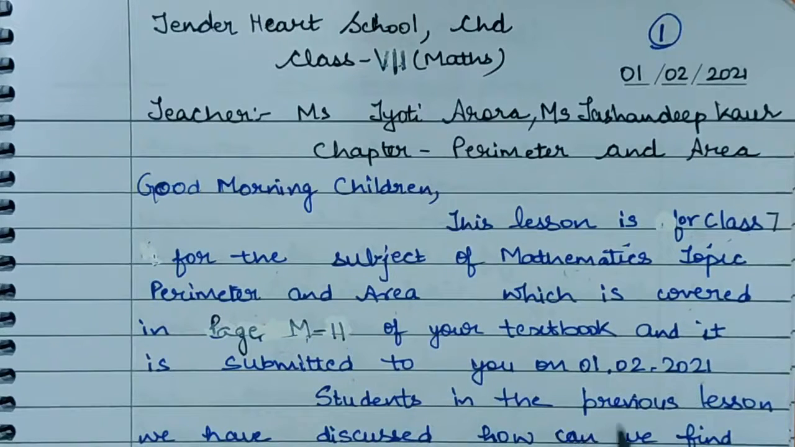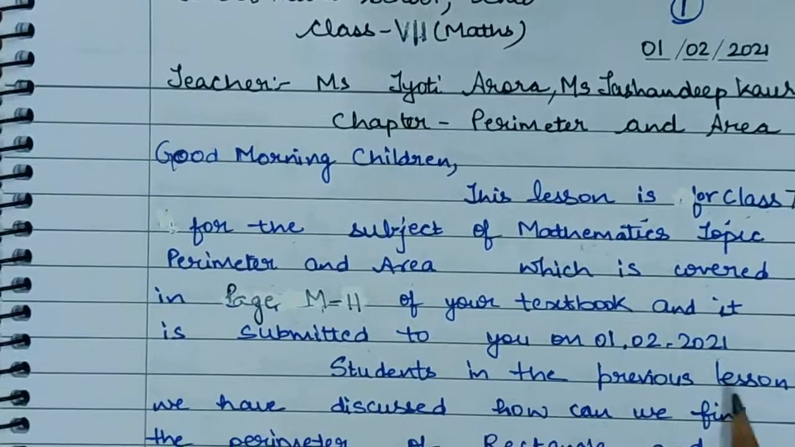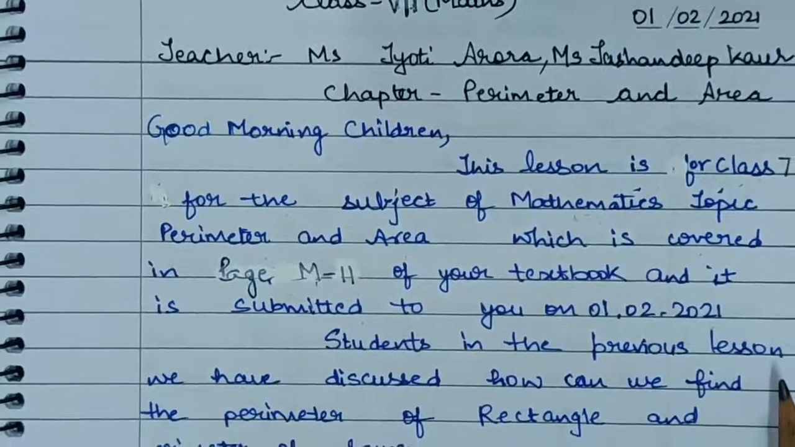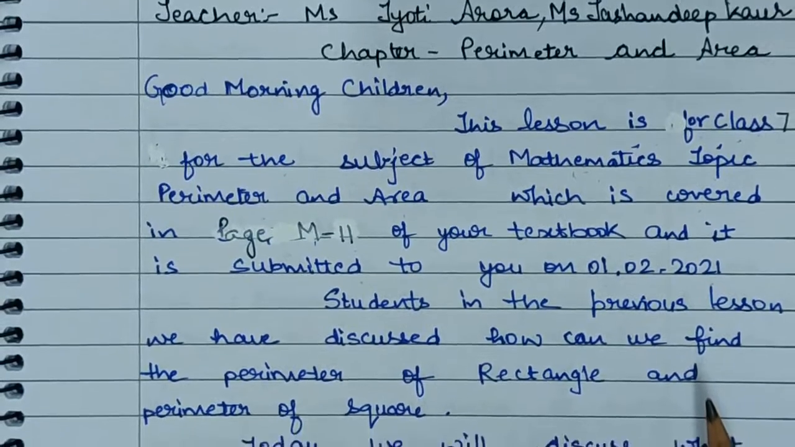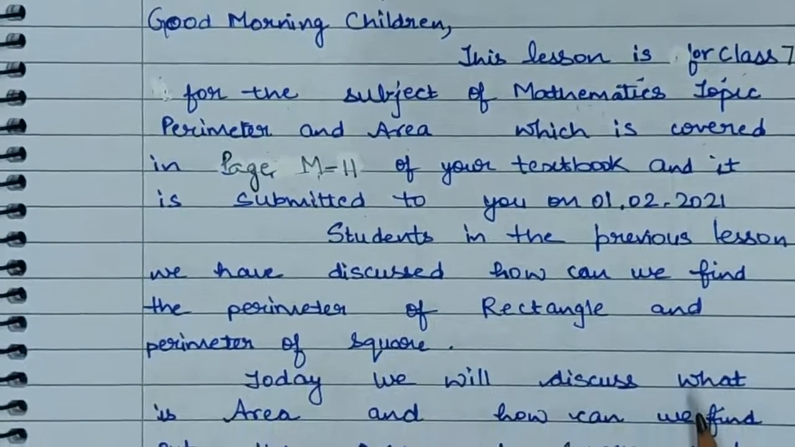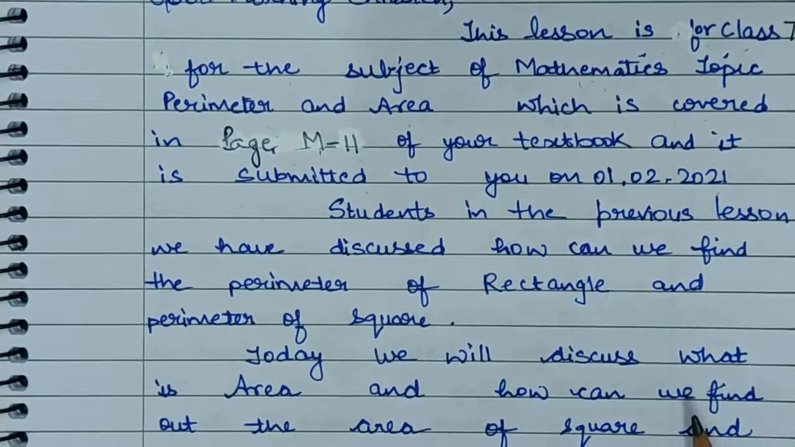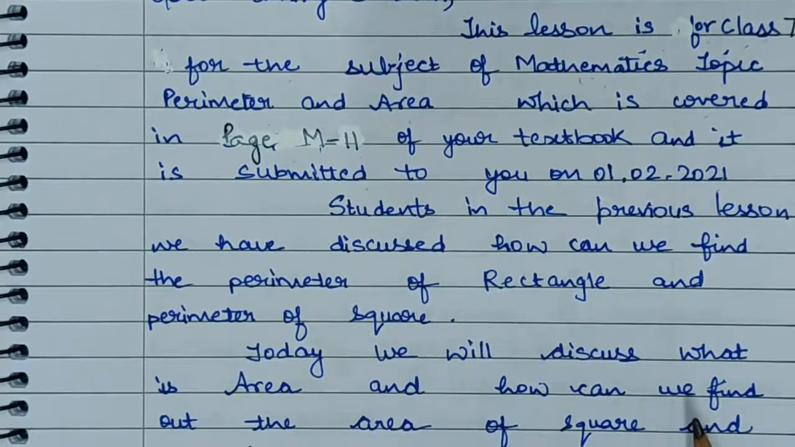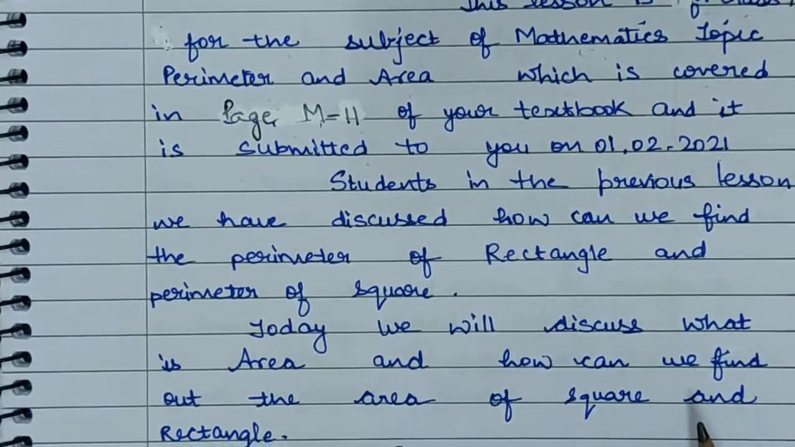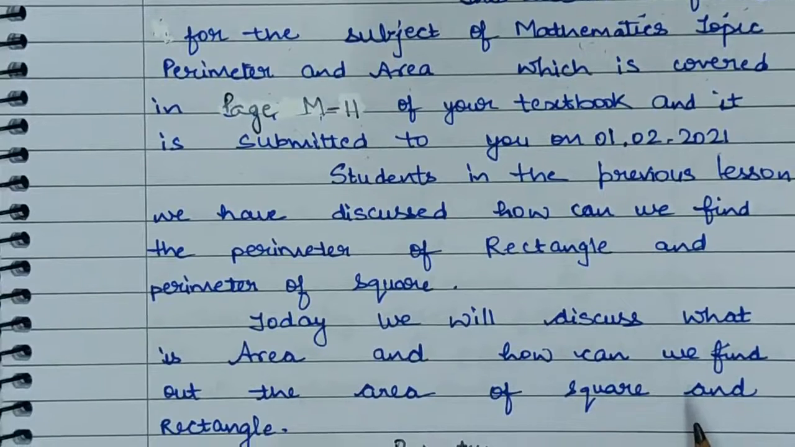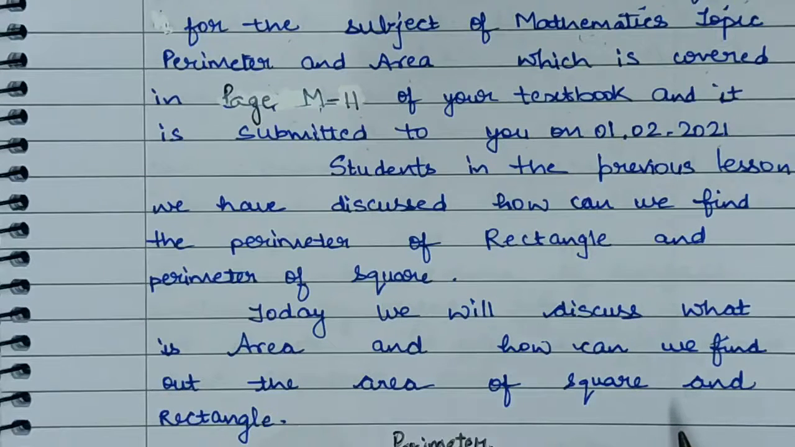Students, in the previous lesson, we discussed how we can find the perimeter of a rectangle and the perimeter of a square. Today, we will discuss what area is and how we can find the area of a square and a rectangle. So, let us start our topic.